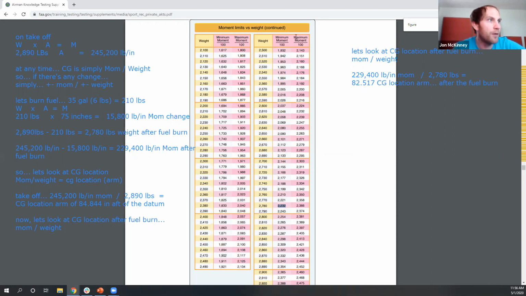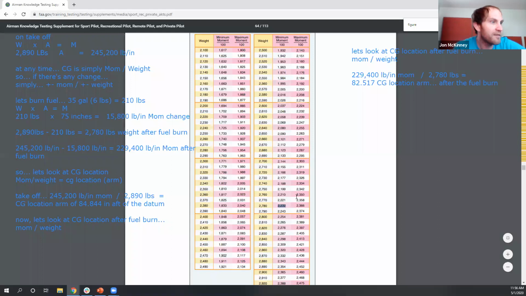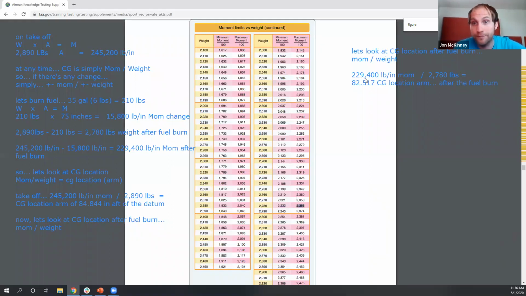The maximum moment. Here it talks about the word maximum at the top. The maximum is 2366. We have 2294. What do you think, Captain? Are we too far aft or are we within? We would be too far aft? Or no, too far forward. No, we're in it. We're nailing it. We're doing a great job.